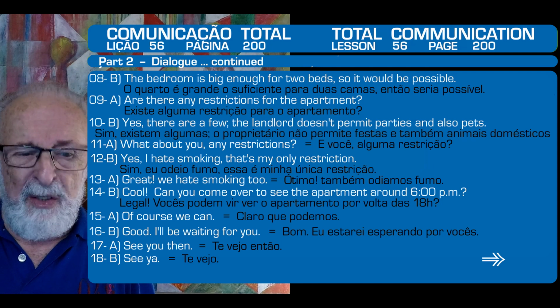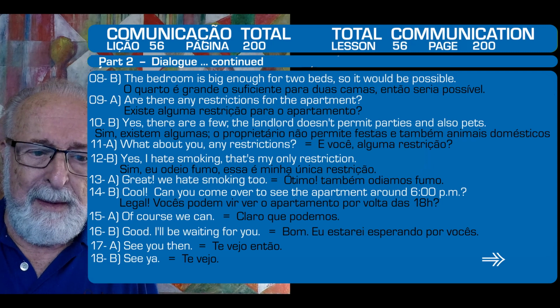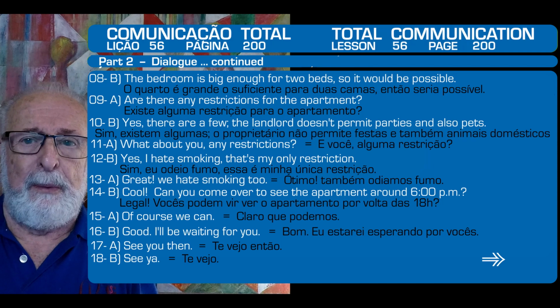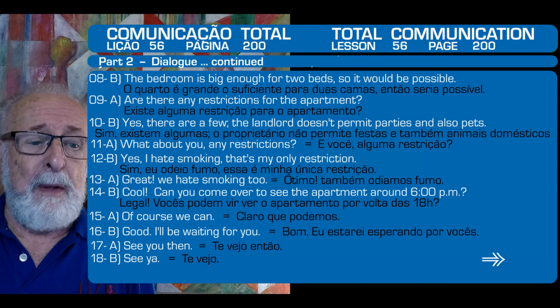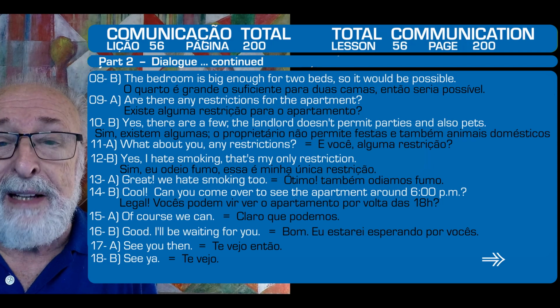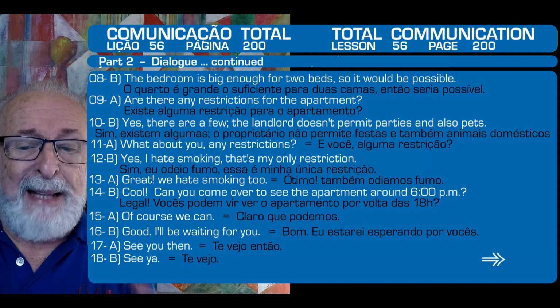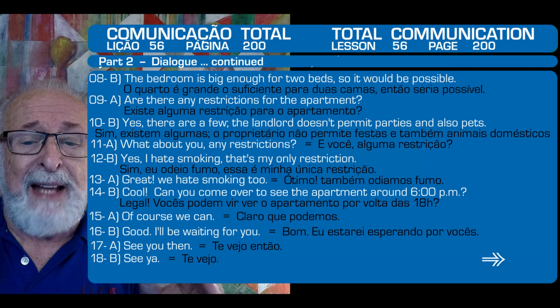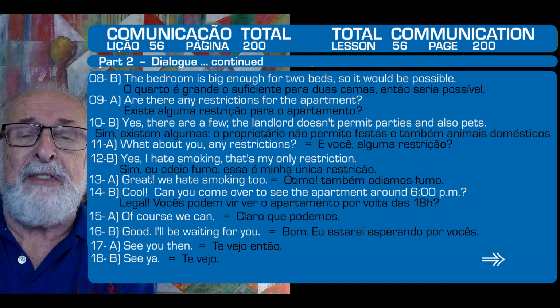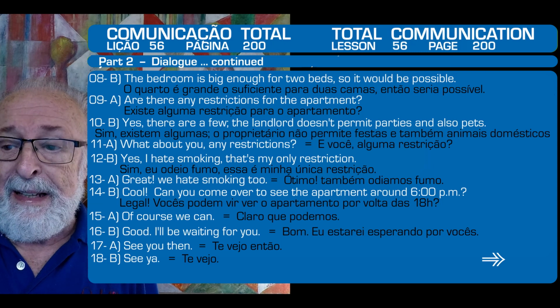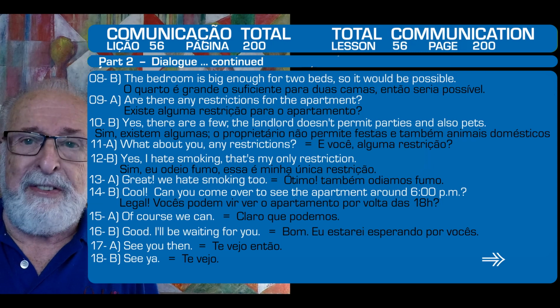Ele fala, sim, existem algumas. There are a few. O landlord é o proprietário, tá? É o dono do apartamento. The landlord. Alguns até dizem que é o senhorio. Vamos dizer o proprietário. O proprietário não permite. The landlord doesn't permit. Permit is very similar. Doesn't permit parties. Ele não permite festas. E também animais domésticos.